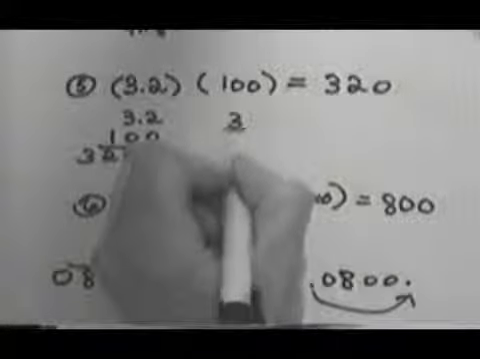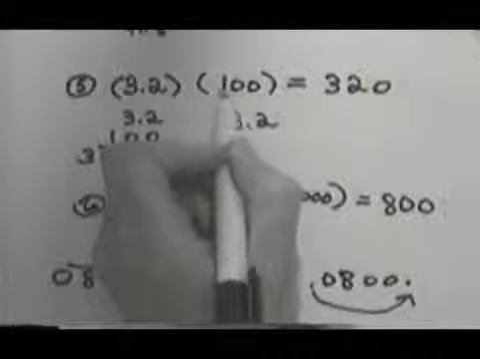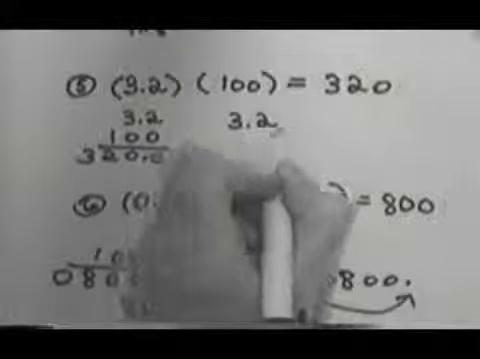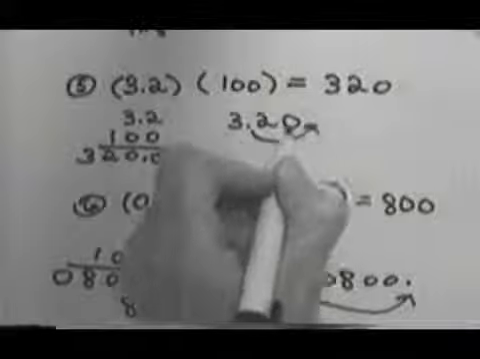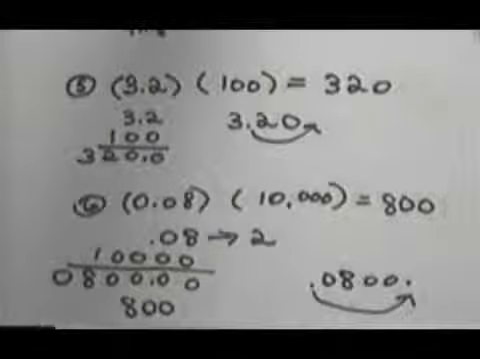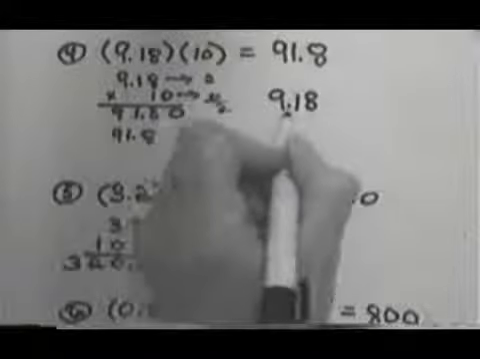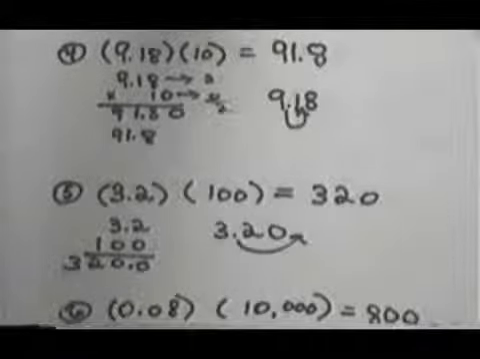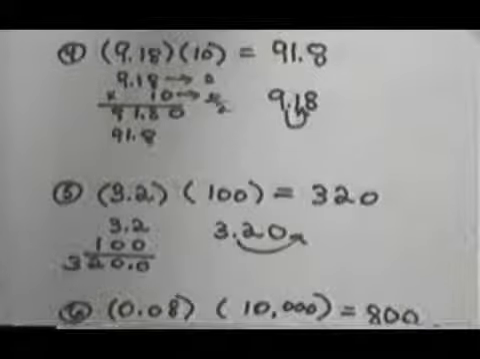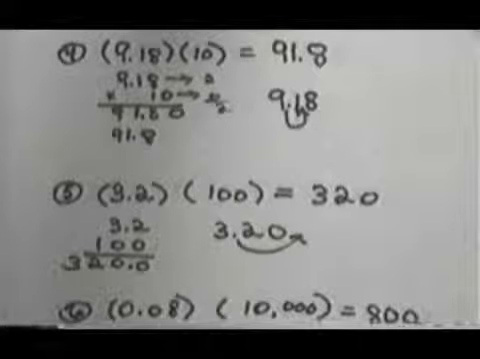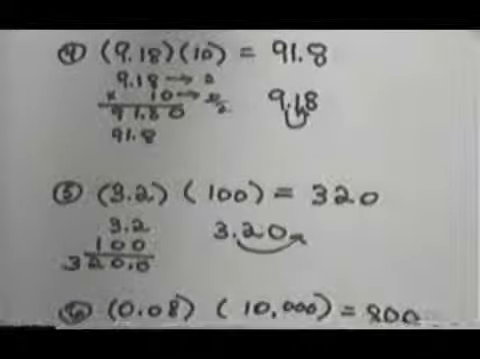The 3.2 that we had here, we're multiplying by 100. 100 has those 2 zeros, so if we move the decimal over 2 places, we had to add a 0 so we could do it. We get 320. If we go back up here with the 9.18, we're multiplying by 10. That has 1 zero. Move the decimal over 1 place, and we get 91.8. So if you like, when you're multiplying by powers of 10, you could just move your decimal over instead of actually multiplying it out.